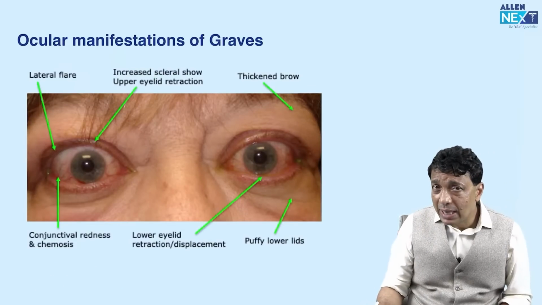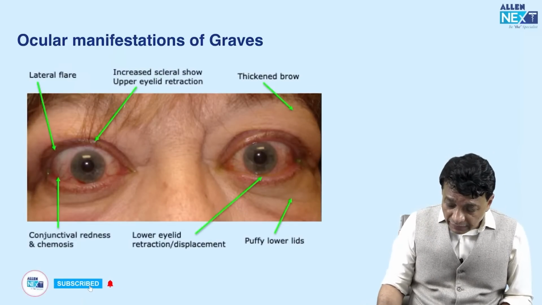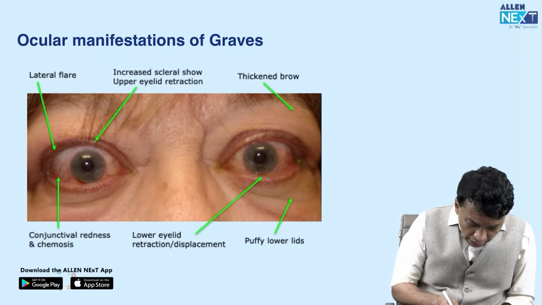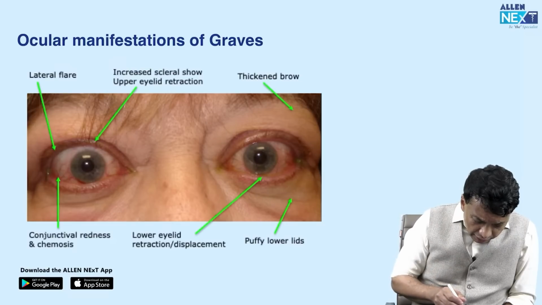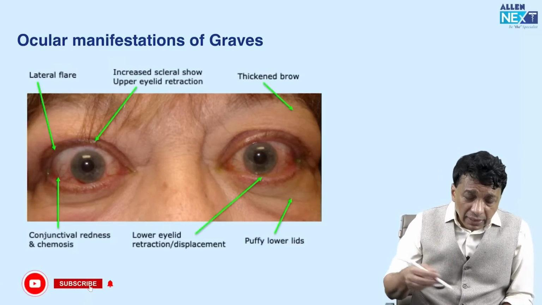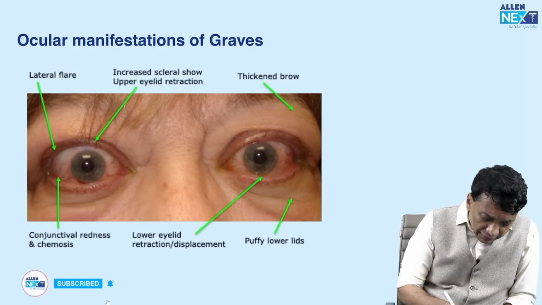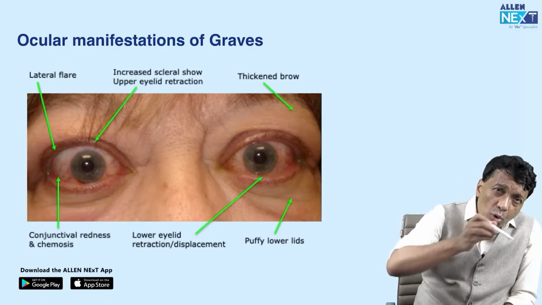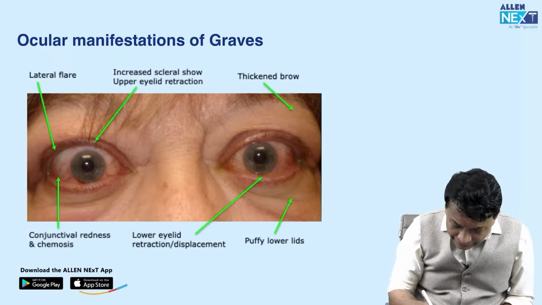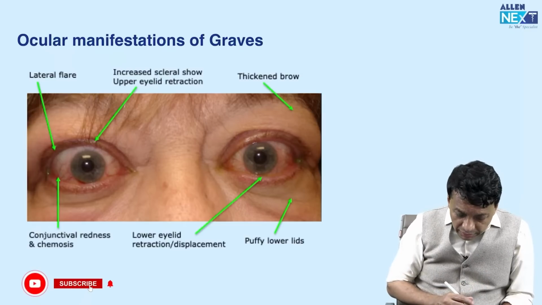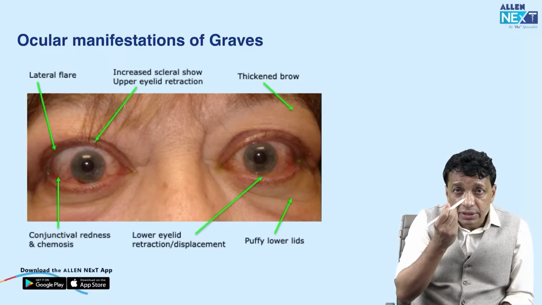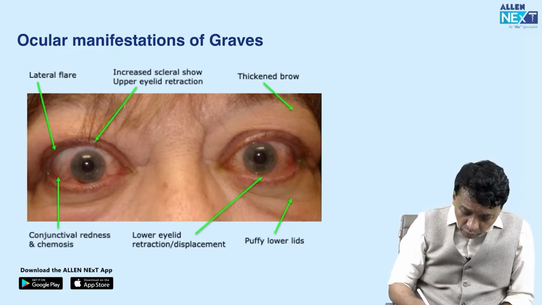And you can see the multiple ocular signs of Graves' disease. You can see a lid retraction here, increased show. You can see the upper lid retraction here. You can see the conjunctival redness and chemosis, another powerful sign. Eyes become red very easily. The lateral flare of the eyelid, where it becomes a little more angular like this, and the thickened brows are seen again in hyperthyroidism. The lower lid retraction, and particularly the puffy lower lids, is a very important sign. Puffy lower lids can be signs.